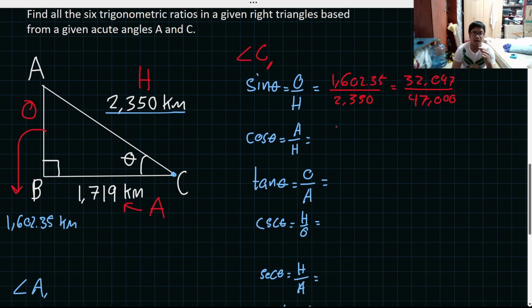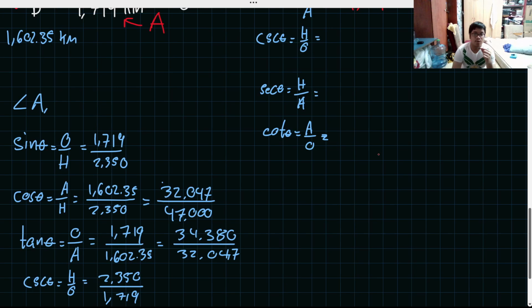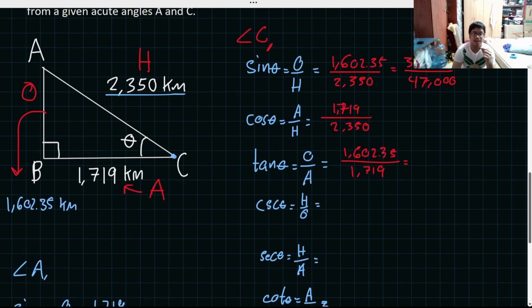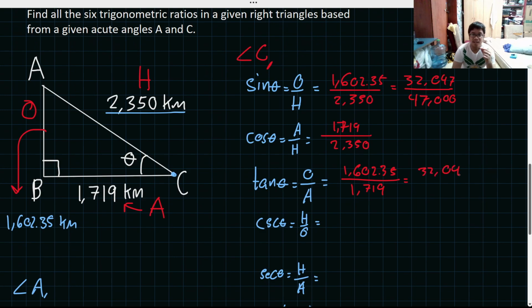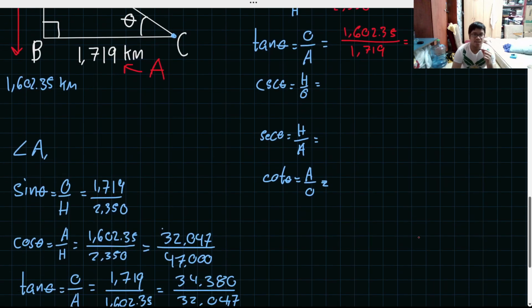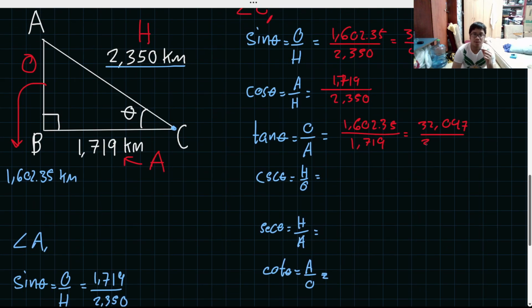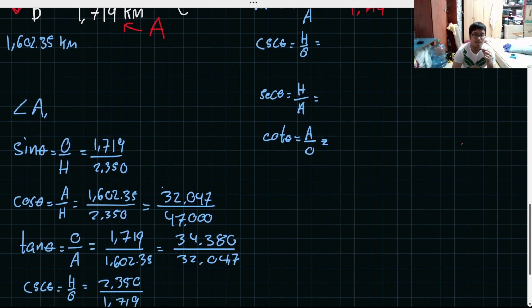Now for cosine theta, we have adjacent all over hypotenuse, so 1,719 all over 2,350. And that's it. For tangent theta, we have opposite all over adjacent, which is 1,602.35 all over 1,719. I think there's a simplified form for this one. So it is 32,047 all over 34,380. Let me double check.